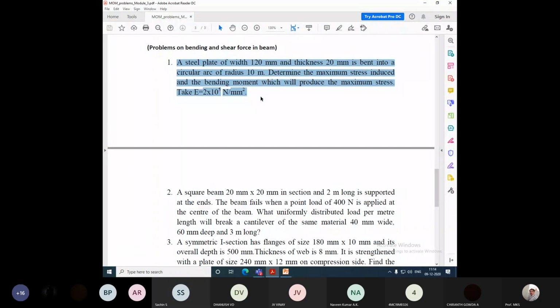Problems on bending and shear force in beams. A steel plate of width 120 mm and thickness 20 mm is bent into a circular arc of radius 10 meter. You need to find the maximum stress induced and the bending moment also.